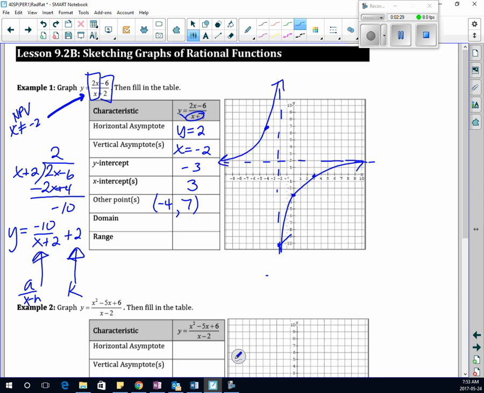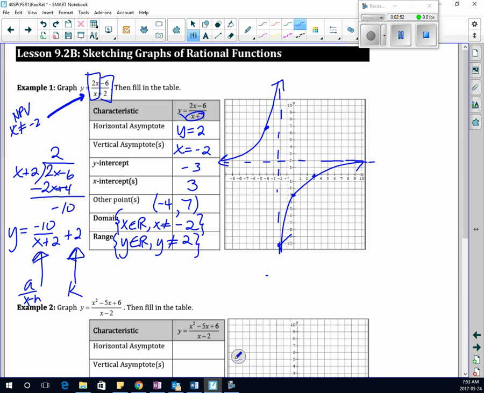So I'm going to do the domain, maybe not interval notation. I'm just going to go x is an element of the reals. X cannot equal -2 today. And the range y is an element of reals. Y cannot equal +2. Just much easier than interval notation right now.